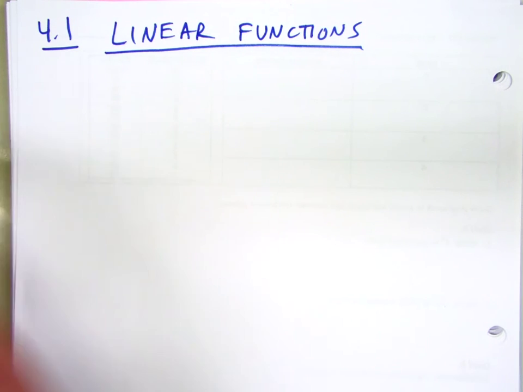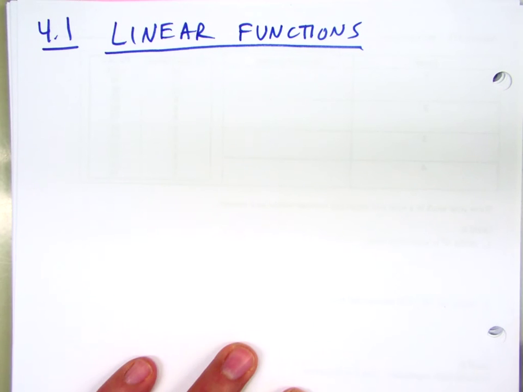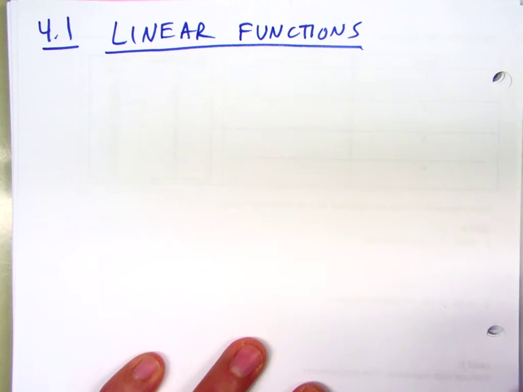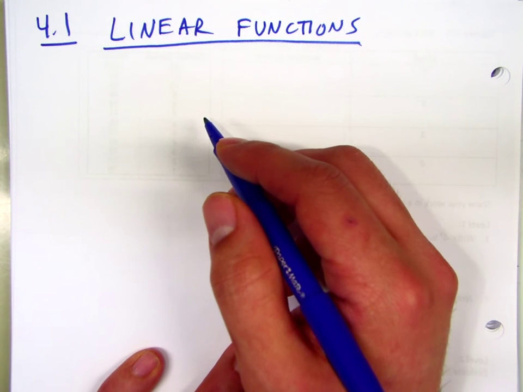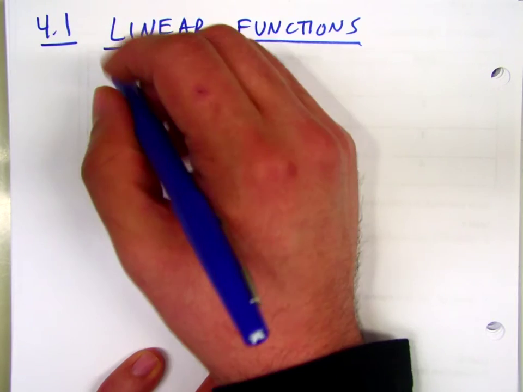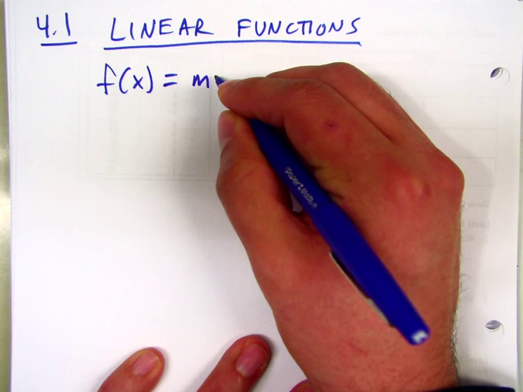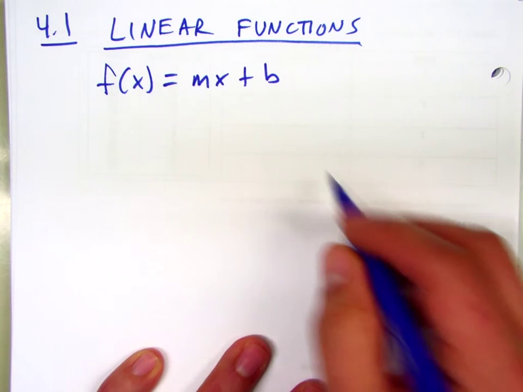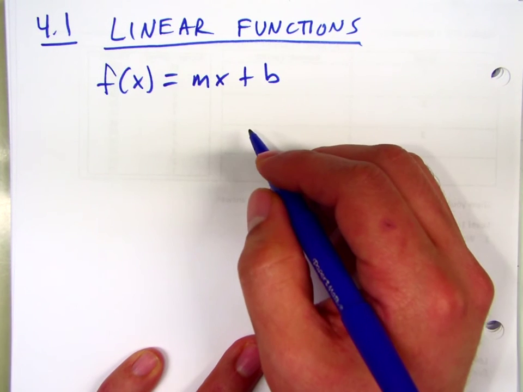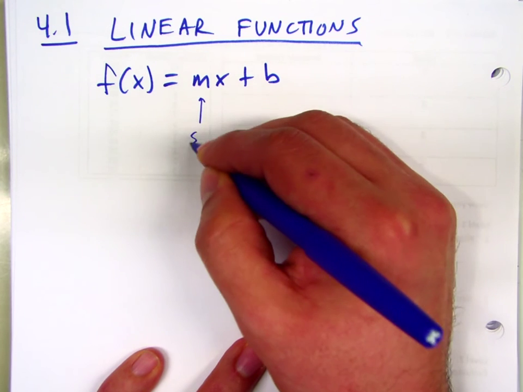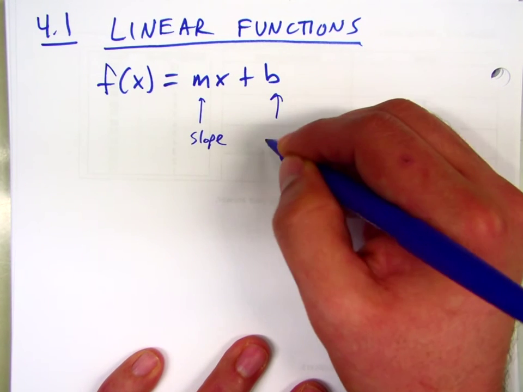All right, so chapter 4, the first section is about linear functions. We've done most of this. We're just going to review a little bit about linear functions and also add in a little bit more stuff that you probably either forgot or haven't seen. But a linear function looks like this. f of x equals mx plus b. We already know slope is m, b is the y-intercept.